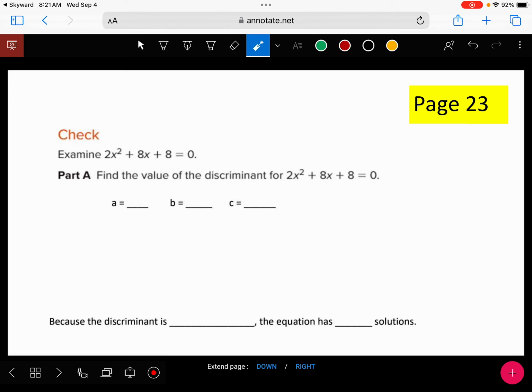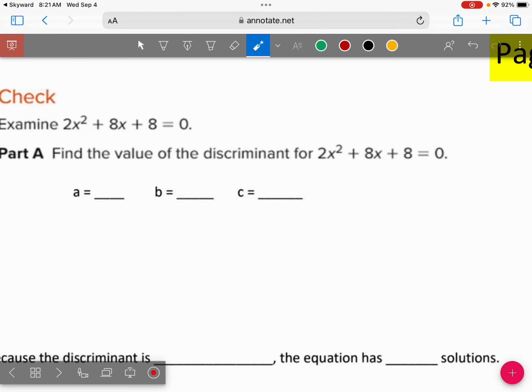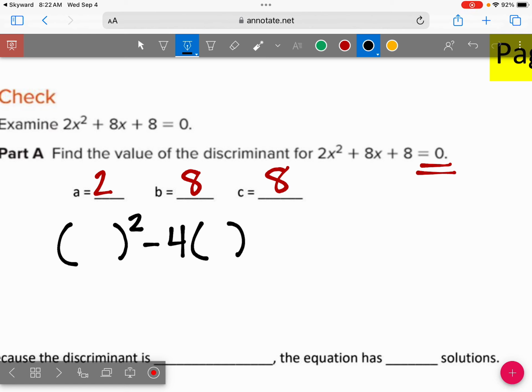So this one is already set equal to 0. So A is 2, B is 8, C is 8. Go ahead and make your parentheses, b squared minus 4ac. B goes in the first, then A, and then C. Go ahead, type that in your calculator. Zero. I heard one person say they got 0.